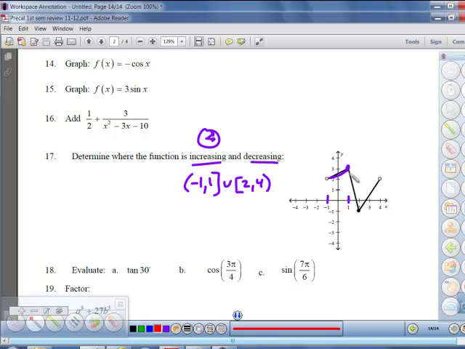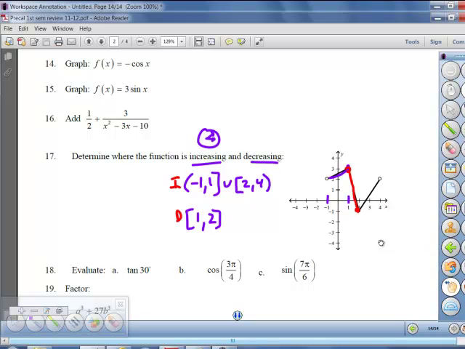Now, decreasing from negative 1 all the way down to 2. Now they're both solid, so we'll say this is increasing, and then decreasing is going to be from 1 to 2. Okay, that's an easy money problem right there.